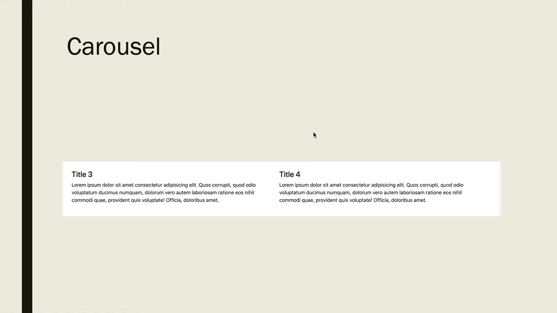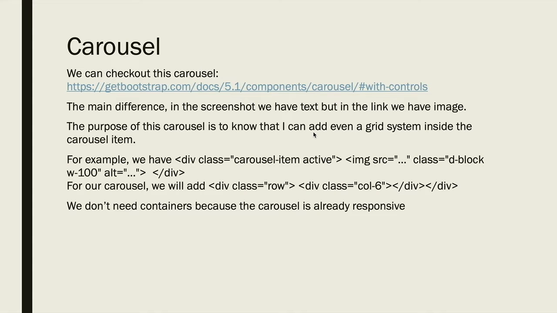In this video, we will build our carousel with titles and paragraphs. So, the first thing I want you to think about here is how did we add the content inside the carousel? Well, we have carousel item. You can check out first this carousel.